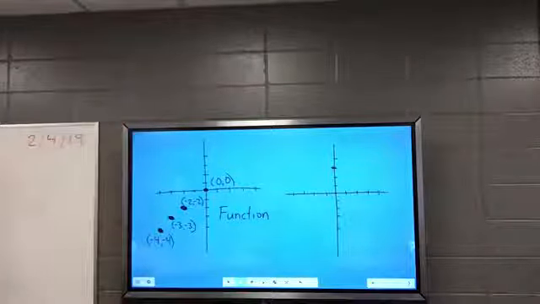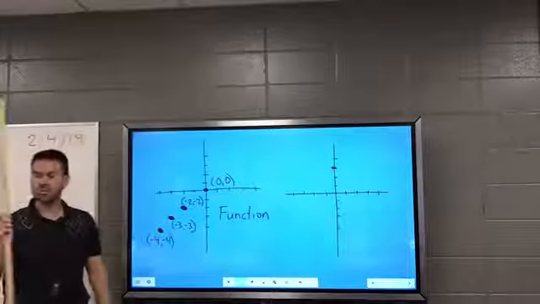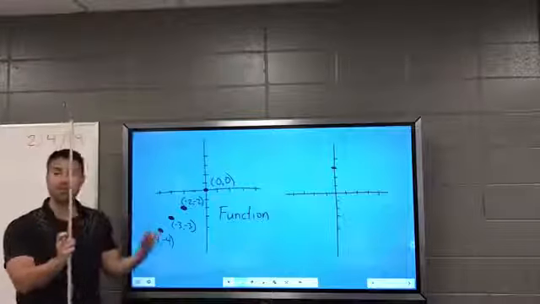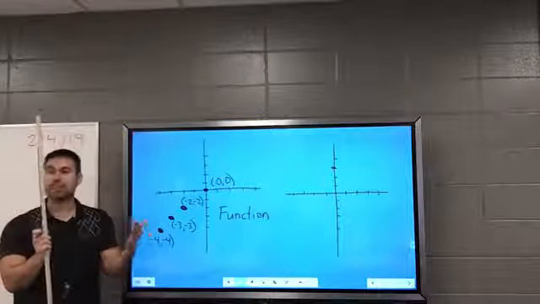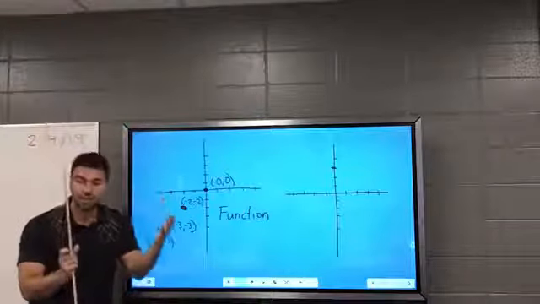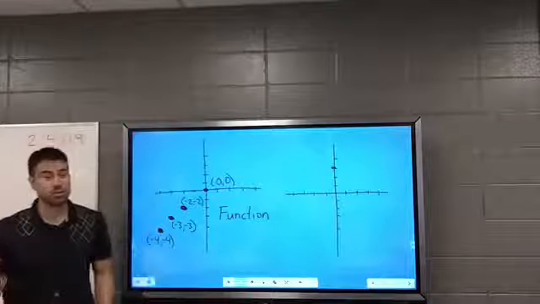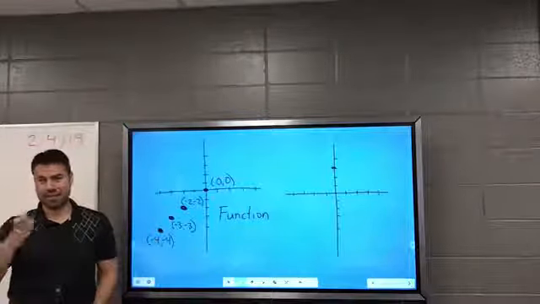And if, for example, this vertical line hits 2 or more at the same time, it fails the vertical line test, and guess what? It's no longer a function. Is it a relation though? Yes, but not a function.